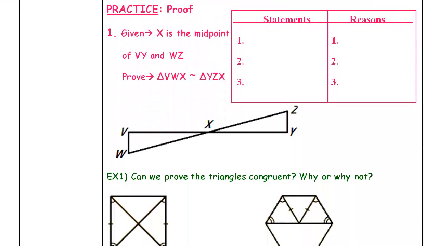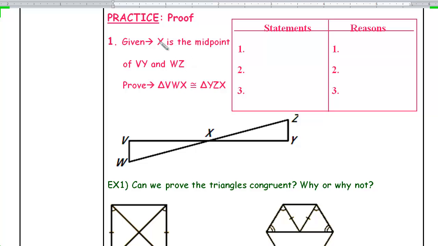So let's try another one. We see X is the midpoint of VY and WZ. So X is between VY, so this piece here. And it tells me it's the midpoint, which means that VX, this piece right here, is congruent to this piece right here because X is in the middle. And it also tells me it's the midpoint of WZ. So again, it's the middle, so this piece, XZ, is the same as XW.